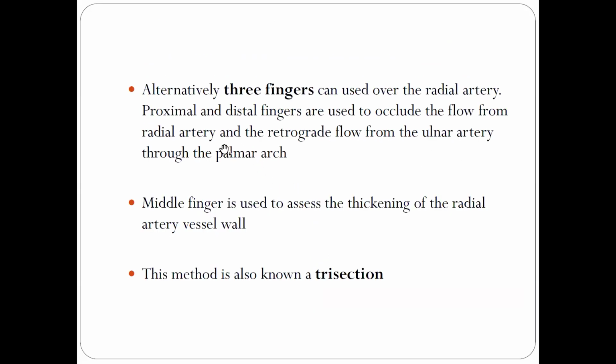There is an alternative technique using three fingers, where you use the proximal finger to occlude the radial flow, and the retrograde flow from the ulnar artery is occluded by the distal finger. The middle finger is used to assess the thickening of the radial artery wall. This method is also known as the trisection method.